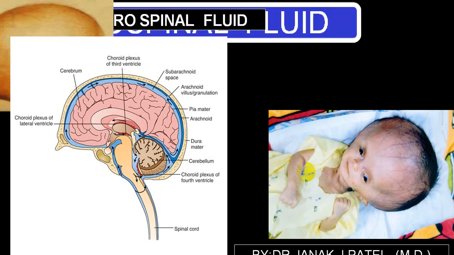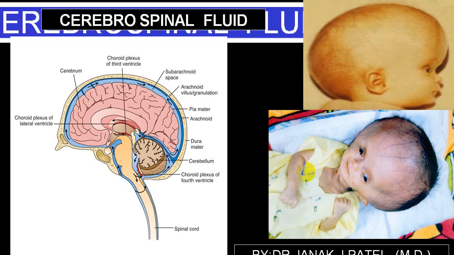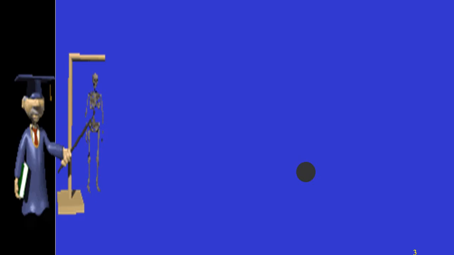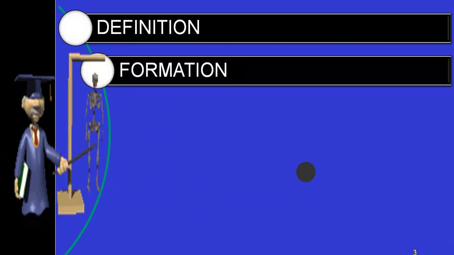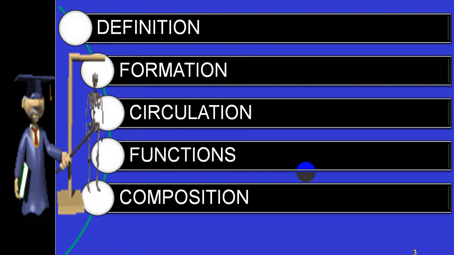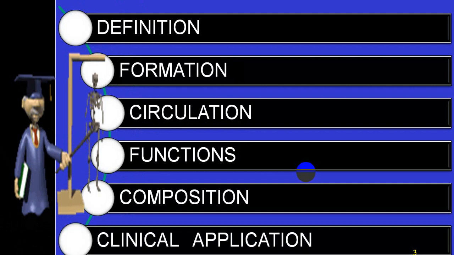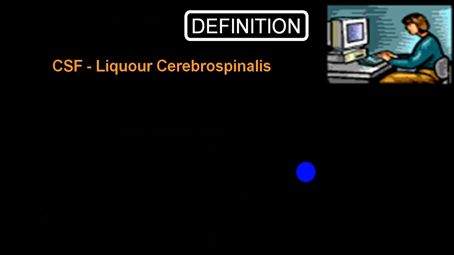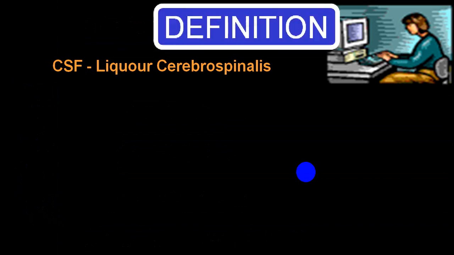Cerebrospinal fluid is a fluid which is surrounding the brain and spinal cord. So we'll be talking about formation, circulation, functions, compositions, and clinical applications. Then in subsequent lectures, we'll be talking about CSF analysis, how you obtain it, that is lumbar puncture, and then in another lecture, hydrocephalus. CSF is also called liquor cerebrospinalis. Liquor means fluid.